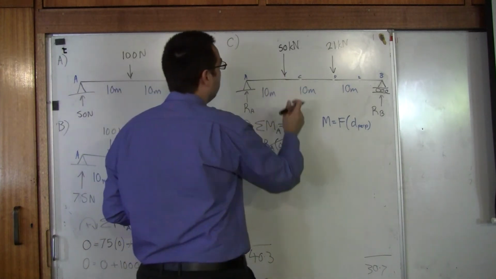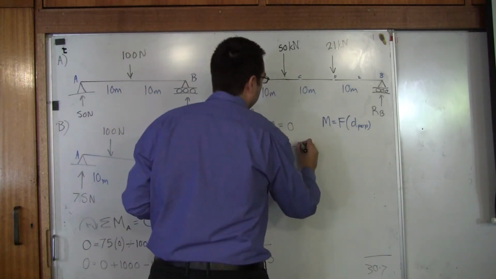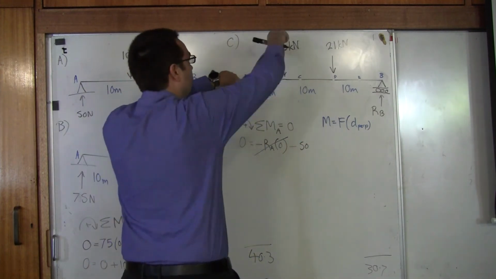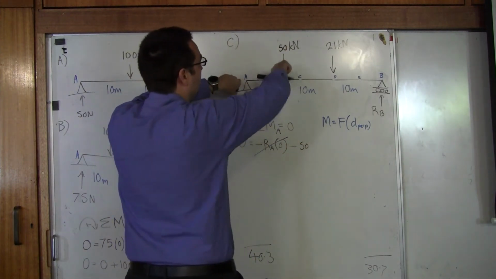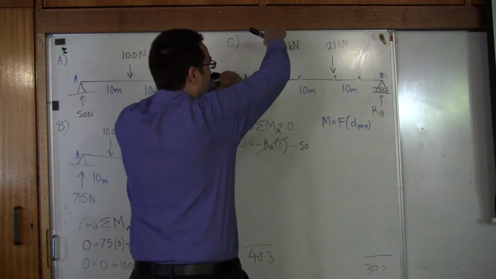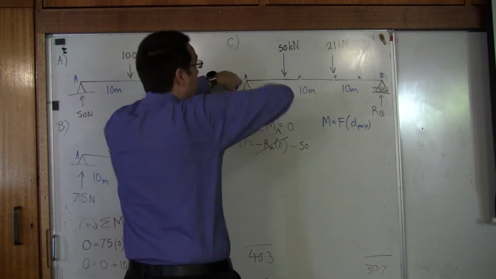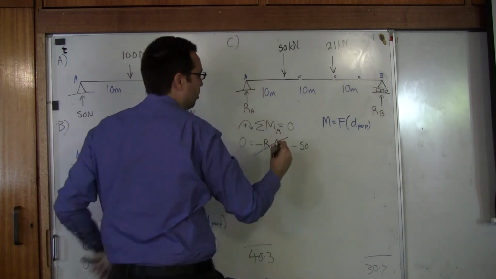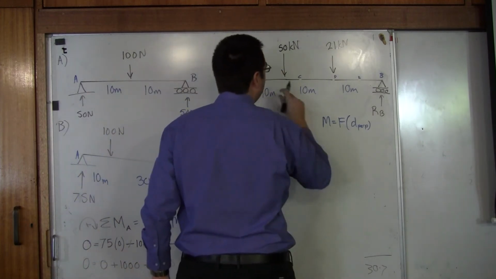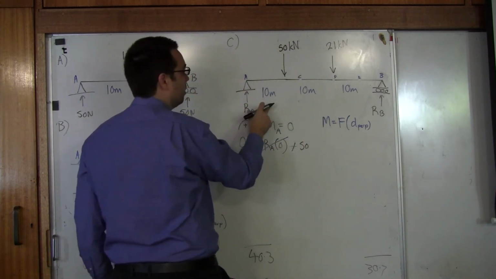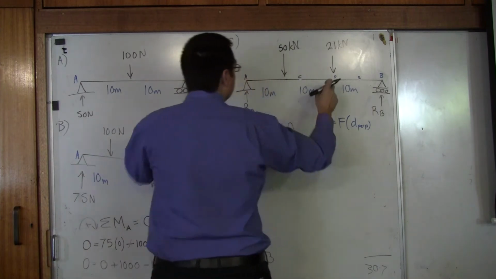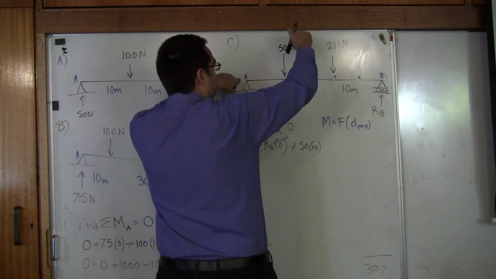Next, we're going to move on to 50. Now I want to write the minus sign because I don't know if it's clockwise or anti-clockwise yet. Okay, so I'm going to push down on the beam, and I put my finger on the axle at A, and then I'm pushing down at 50, and I'm going clockwise. So I'm going to turn that into a plus. Now, how far away is it from A? 10. So times 10. Okay, next we get to this next force, 21.